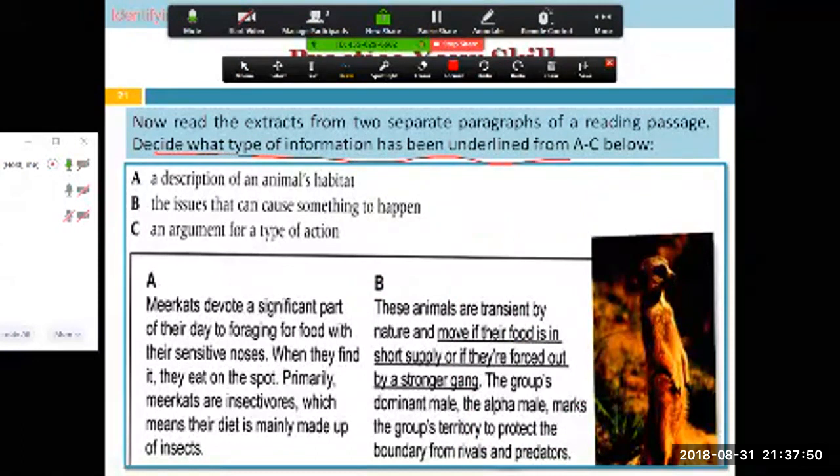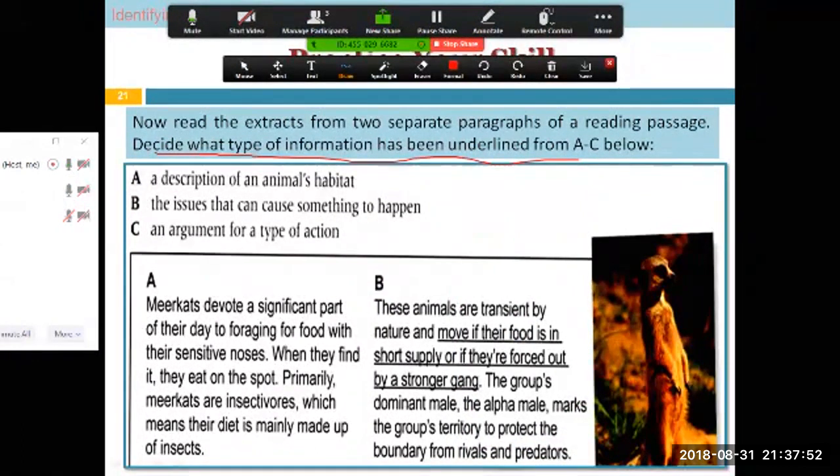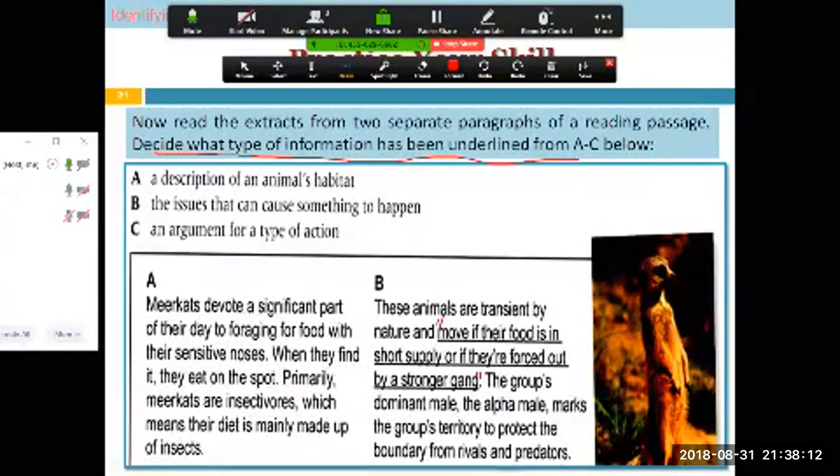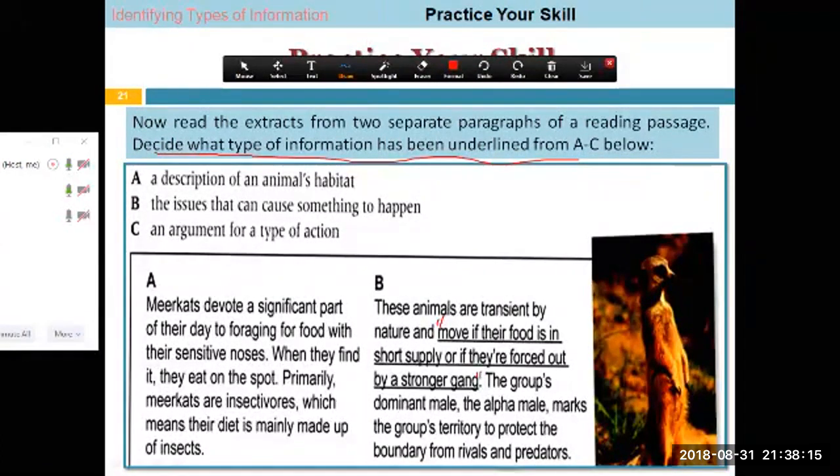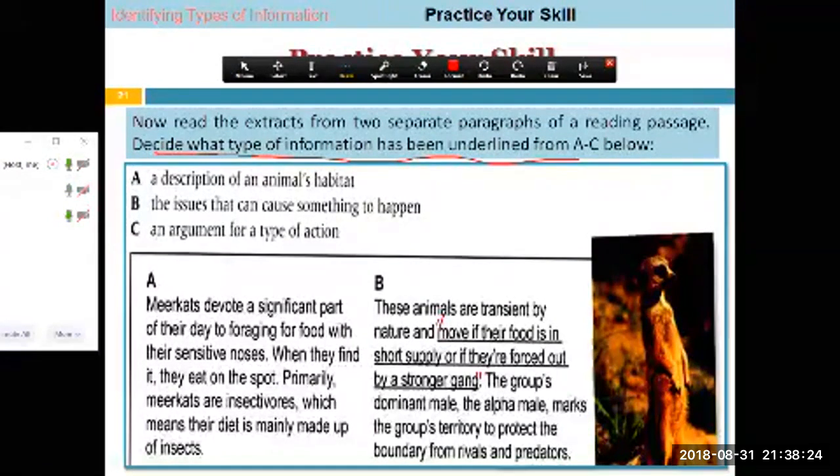Can any one of you decide what type of information has been underlined? This information has been underlined, about who takes their food. So what type of information is it? A, a description of an animal's habitat? Yes or no? Hello, are you there? Yes, sir. Is it a description of an animal's habitat? No, sir. Okay, Shakil says yes.